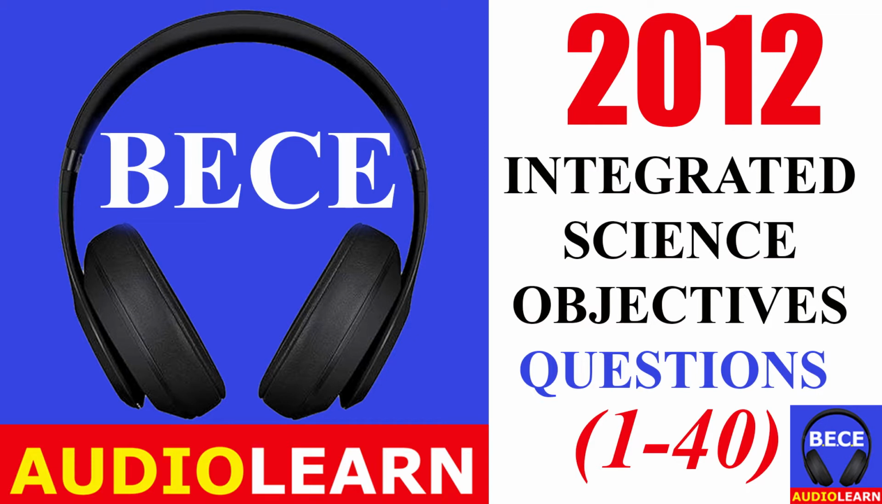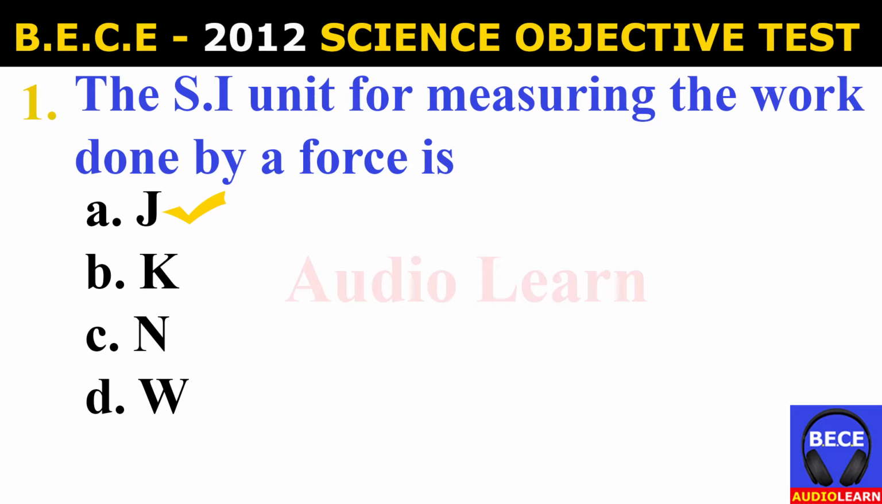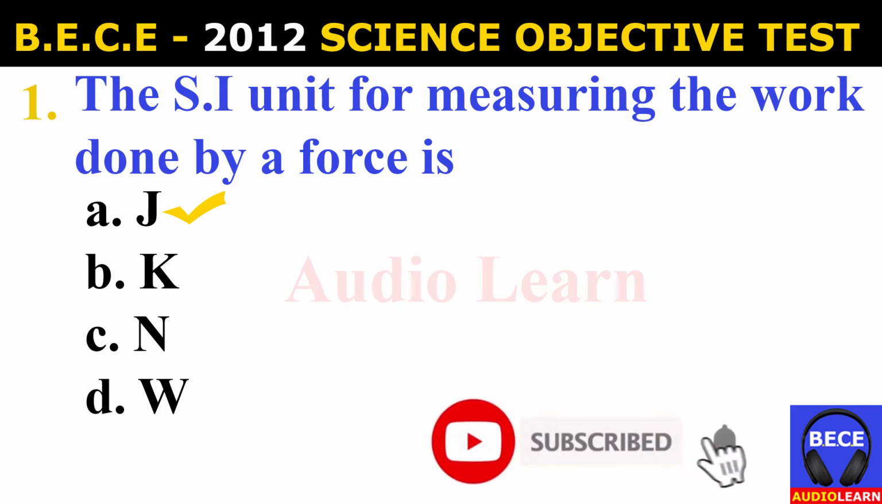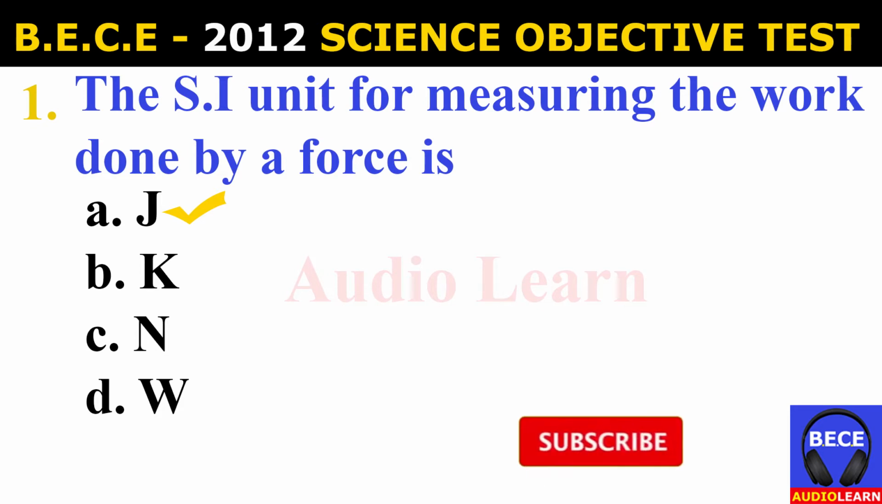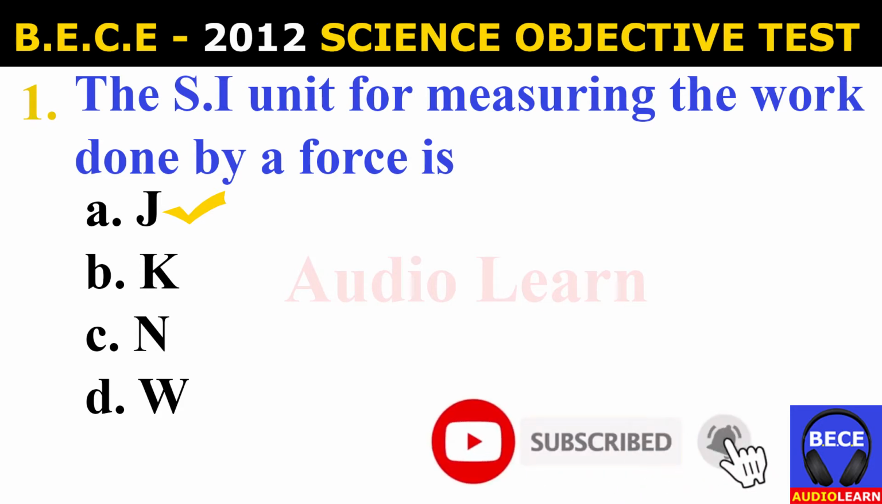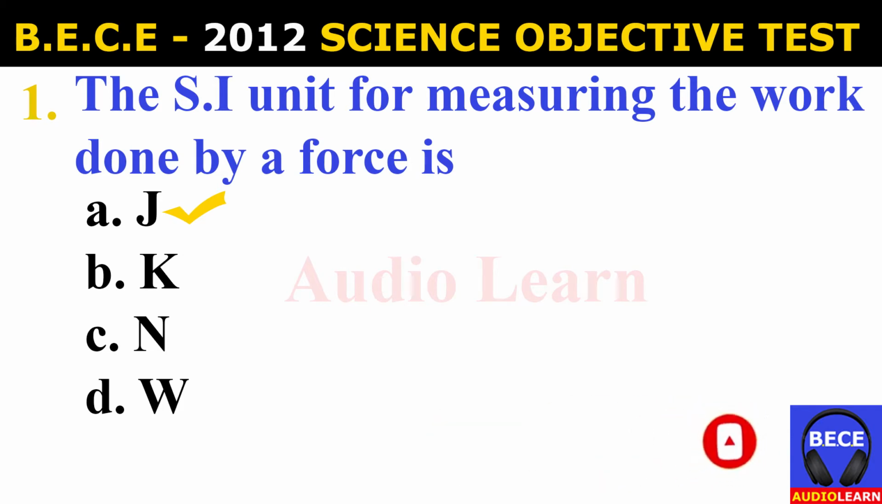B.E.C.E. 2012 Objective Test for Science. Question number 1. The SI unit for measuring the work done by a force is A, J, B, K, C, N, D, W. And the answer is J, that is joule. The SI unit for measuring the work done by a force is J.